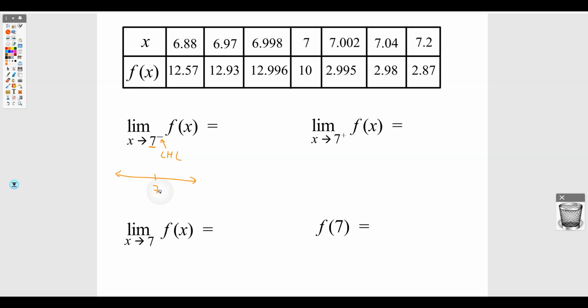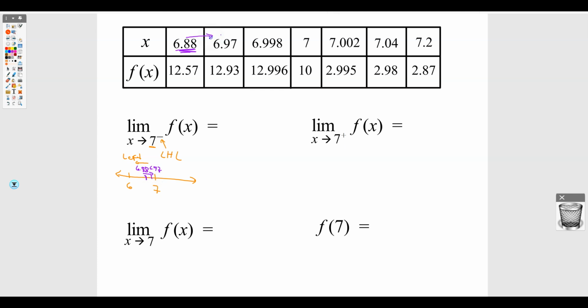So if this is 7, and you're going to be on the left-hand side of 7, so here's 6, so what number would be there? So we could start it at, in this particular problem, right? Starting at 6.88, and then we're moving to 6.97, moving in this direction.